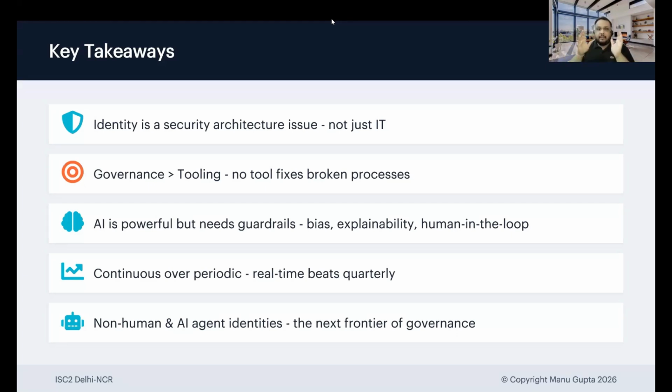Five, finally, non-human identities. These AI agents and non-human identities are the next frontier. If our governance program doesn't cover service accounts, API keys, and AI agents and doesn't treat them as identities, right? Then that creates a massive blind spot.